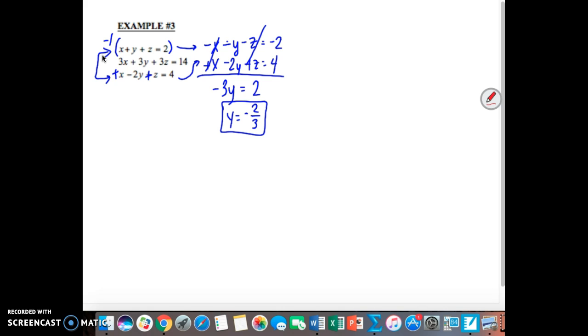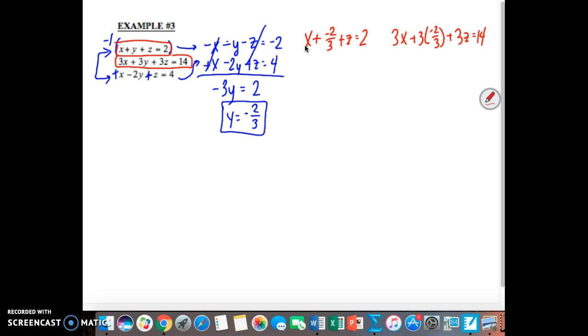So now, if we were to plug this into the top original equation, then we have x plus -2/3 plus z equals 2. And then plugging it into the second equation, we'll have 3x plus 3 times -2/3 plus 3z equals 14.